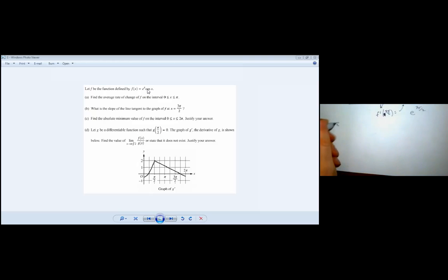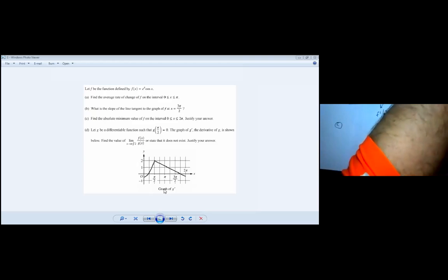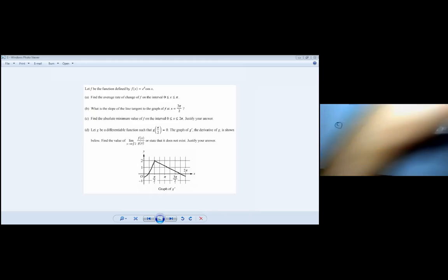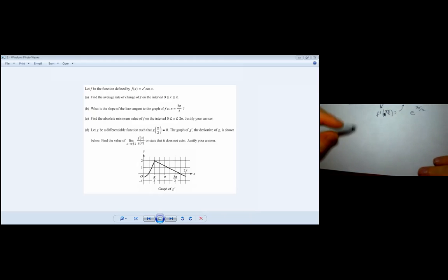Okay, part C. Jason, you there? Yeah. What are we thinking? So it's absolute extrema. So it's the original, and you put in the endpoints and the critical points. All right, what are my endpoints? 0 and 2 pi. All right, now, how do we find the critical points? You take the derivative and set it equal to 0.